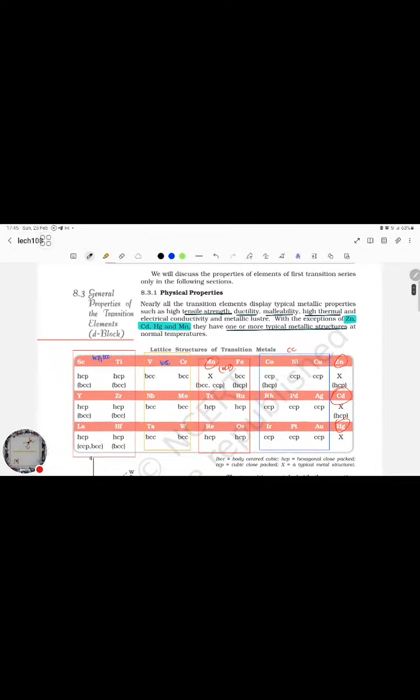Okay, general properties of the transition elements, D block. So first we will talk about the physical properties. Nearly all the transition elements display typical metallic properties such as high tensile strength, ductility, malleability, high thermal and electrical conductivity and metallic luster. With exceptions of zinc, cadmium, mercury and manganese, they have one or more typical metallic structures. So basically we will be talking about the lattice structures of the transition elements one by one.